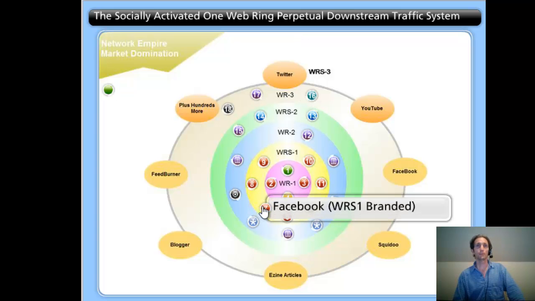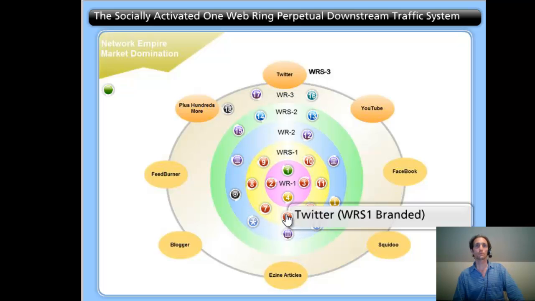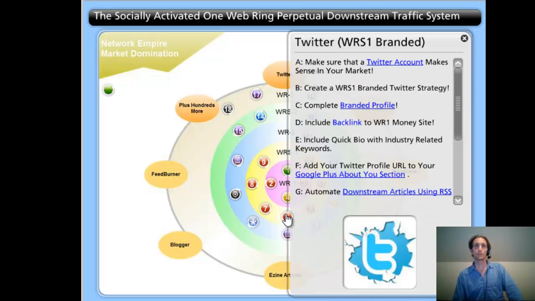Okay, so that was number 5, Google Plus branded. Then there's Twitter branded. This is a Twitter platform. Again, the steps are pretty much the same. Make sure that Twitter makes sense for your market, and there's a lot of things you can do to determine that. And then you can create a branded Twitter strategy. You can complete a branded profile, and then remember that all the tweets that go out, I say without exception, should lead back to your stuff.